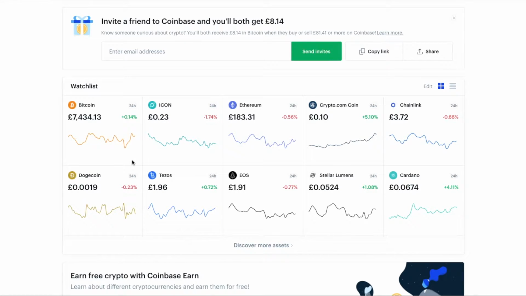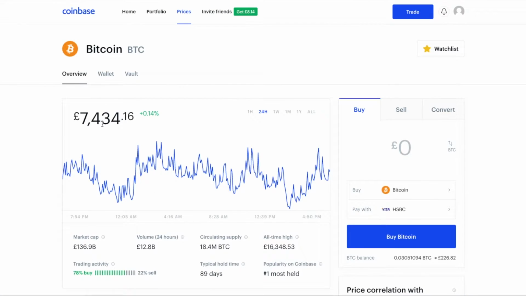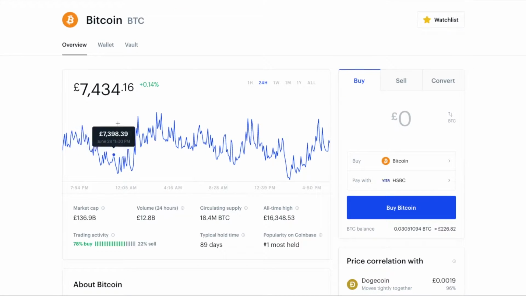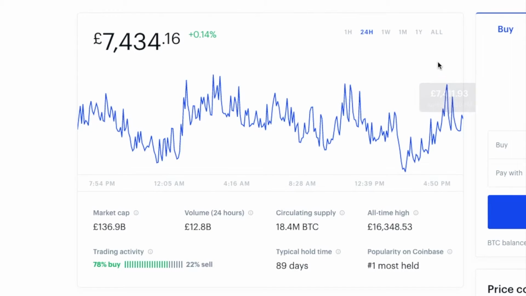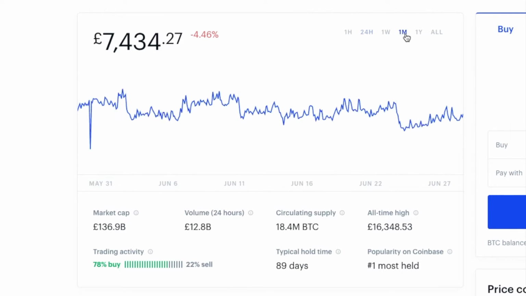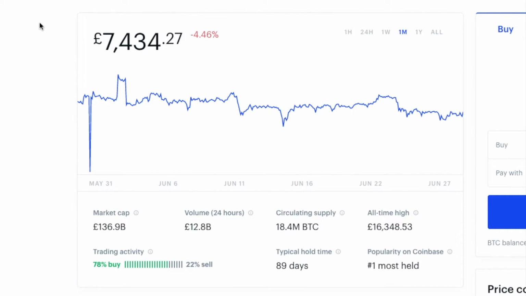Okay, now if I wanted to buy a cryptocurrency on this platform, say for example Bitcoin, I would click on here, so view assets. Okay, and as you can see here, it's already been a very jagged performance, very volatile Bitcoin has been for the past 24 hours. As you can see here on the 1 month stamp, during the month of May it went as low as £6,263, but then recovered drastically to about 8,000 within a couple of days.